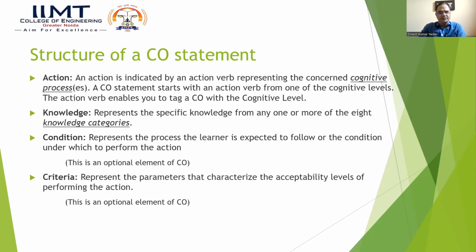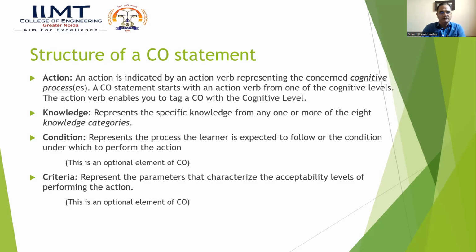The third part in a CO statement is the condition part, which represents the process the learner is expected to follow or the condition under which he has to perform that particular action. But this condition part is optional for any CO statement. Likewise, the last part is the criteria part in a CO statement, which represents the parameters that characterize the acceptability level of performing the action. Like the condition part, the criteria part is also optional, but the action part and the knowledge part are compulsory.